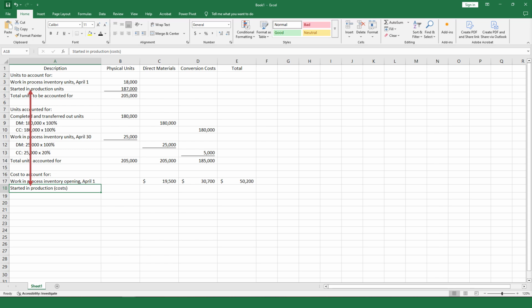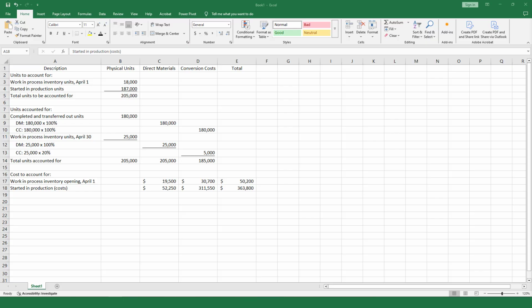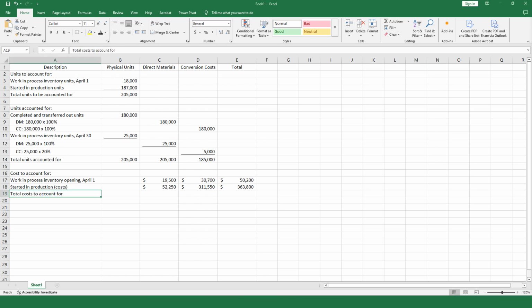We now have to add in the costs incurred during April's production, costs that were started in the production process during the month. Again, we are copying the same process from the units to account for. The costs incurred during production in April are direct materials of $52,250 and conversion costs of $311,550 for a total cost incurred in April of $363,800. We transfer that into our spreadsheet. Column C, direct materials, $52,250. Column D, conversion costs, $311,550. And column E, total, $363,800.